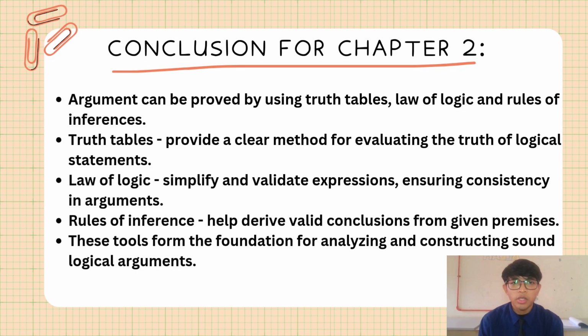So, the conclusion that we can make for this chapter is argument can be proved by using truth table, law of logic, and rule of inference. Truth tables provide a clear method for evaluating the truth of logical statements. From law of logic, we can simplify and validate expression, ensuring consistency in argument. Rule of inference helps us derive valid conclusion from given premise. So, together, these tools form the foundation for analyzing and constructing sound logical arguments.